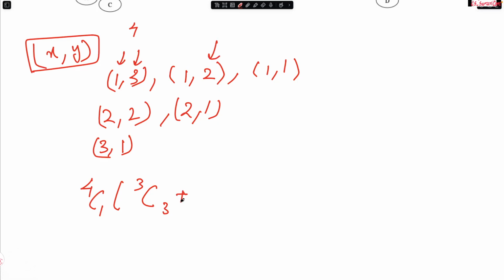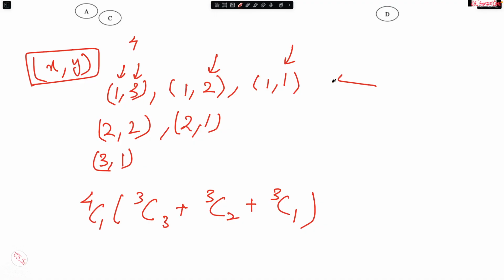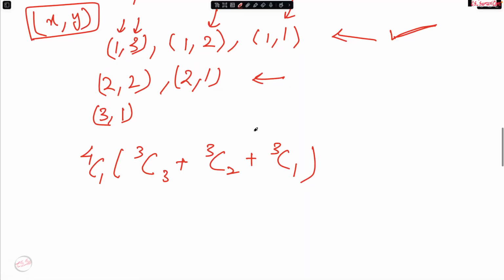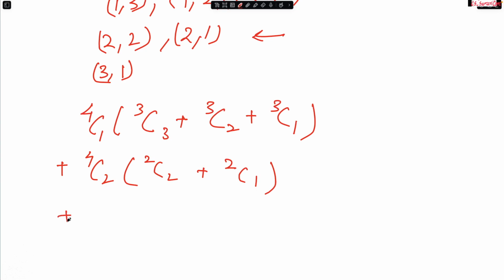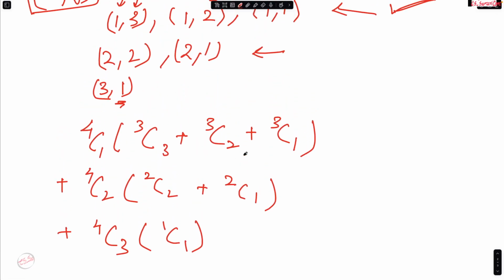For this 2 we are picking 3C2. Likewise, for this 1 we are picking 3C1, right? Once this part is done, this whole row is done. Now these possibilities we are going to consider. We are going to add 4C2, in that I am going to add 2C2 plus 2C1. Likewise, for the last one, 4C3 times what? 1C1, because this is only 1 now, because from 1 we are picking 1. This is obviously 1, right? This is the expression we are going to require to find the answer.